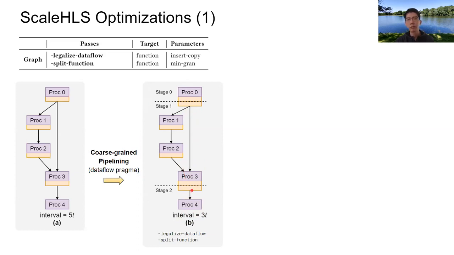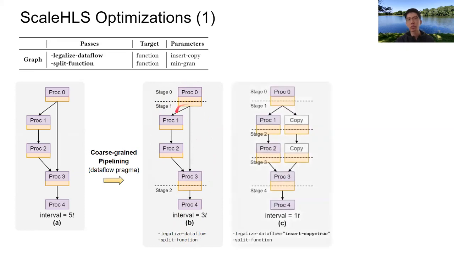So here, the legalized data flow pass will identify those bypass paths and provide a legal data flow partition, like here. And then the split function pass will split the procedures that are partitioned into the same pipeline stage to a new subfunction. So you can observe after the split function, these 3 procedures will appear in a subfunction called stage 1, and there will be a function call in the top function to call the subfunction of stage 1.